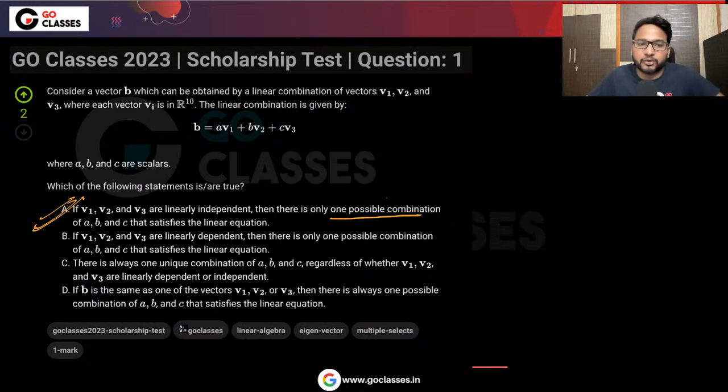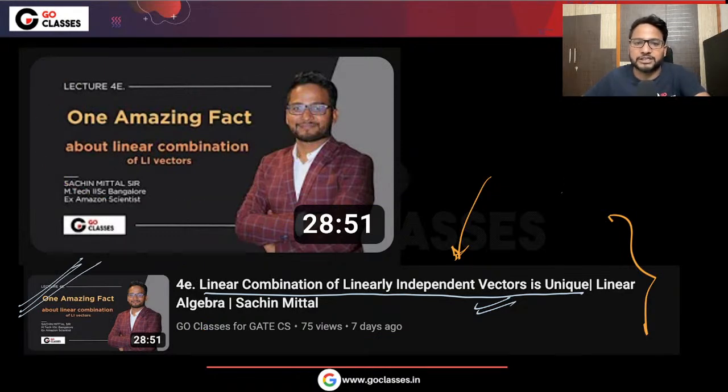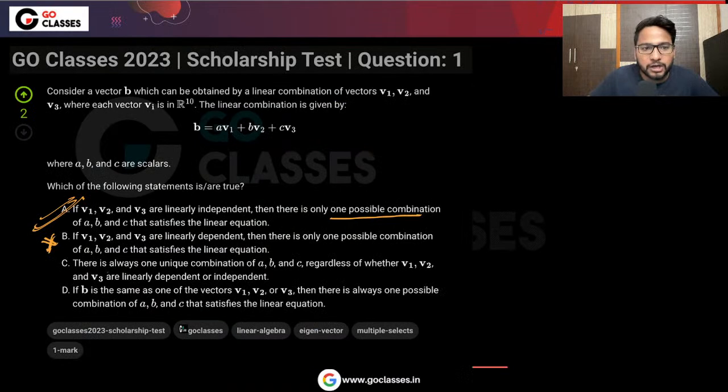So that's why A is the true option. And since A is true, that's why B is false. Because B is saying if B1, B2, B3 are linearly independent, then there is only one possible combination. See, if they're linearly dependent, then there are infinitely many solutions, infinitely many combinations. That's what we talked about in this particular video. I'm not going to explain the whole concept because it will take 10 to 15 minutes just to solve one question. So I will just ask you to refer to 4E, where we talked about one amazing fact, lecture number 4E. This B is wrong. There is always one unique combination of ABC regardless of whether B1, no, that's not true. I mean, this is false.